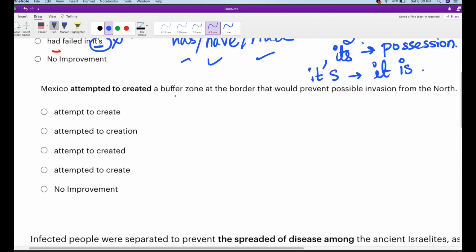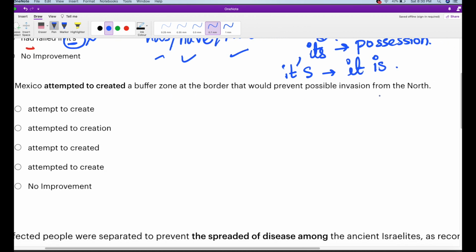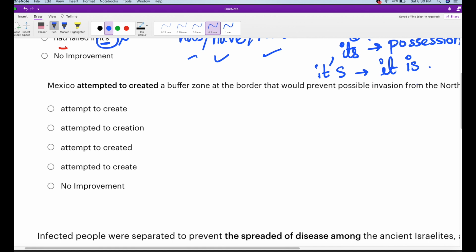Mexico attempted to create a buffer zone at the border that would prevent possible invasion from the north. Okay, so here Mexico is a singular noun, name of a country, singular noun. So attempt is wrong here. Why? Because attempt is a plural verb, so attempt is wrong. Again here you have attempt, so this is again wrong.